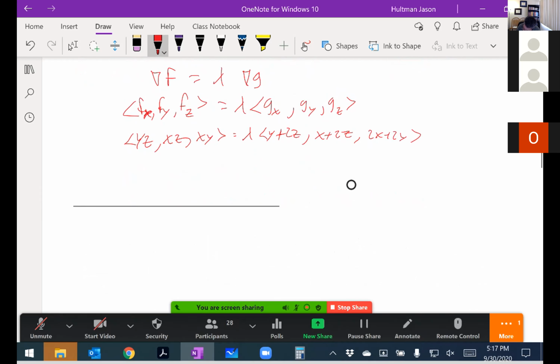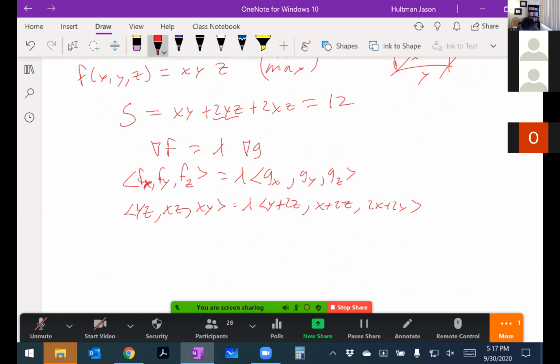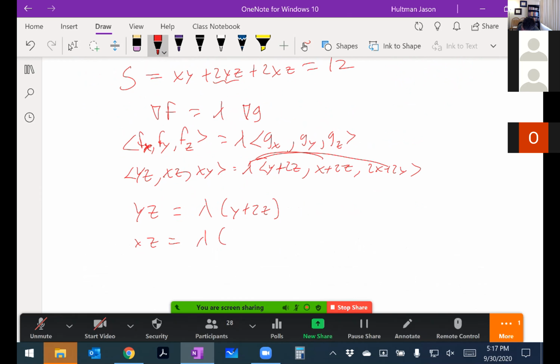Okay, so now let's set up our linear equations. If I distribute the lambda, I get yz equals lambda times y plus 2z. I get xz equals lambda times x plus 2z. And I get xy equals lambda times 2x plus 2y. Just matching component to component.